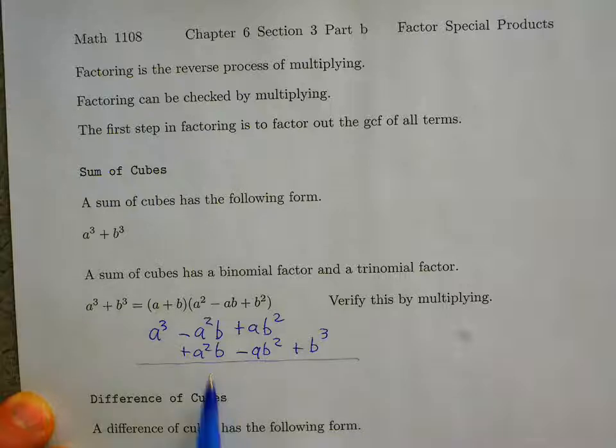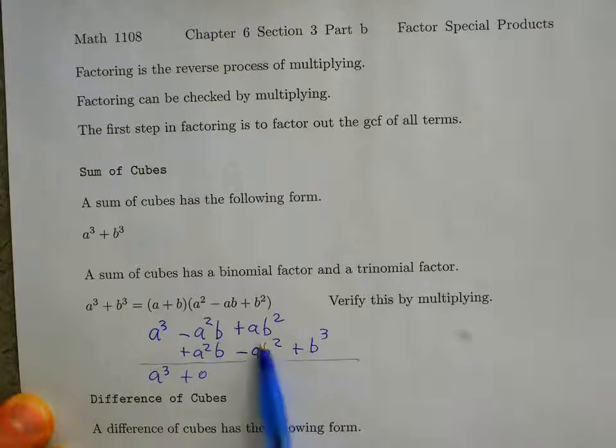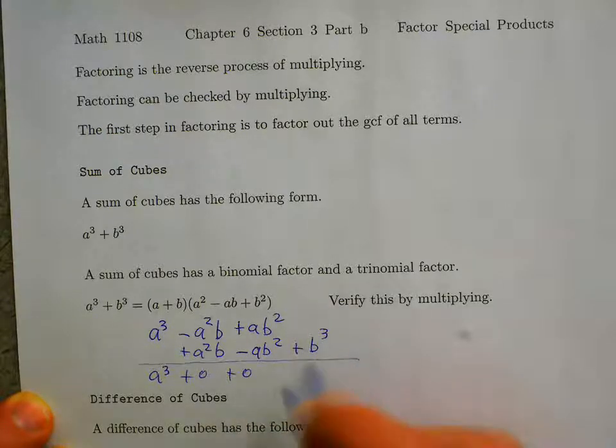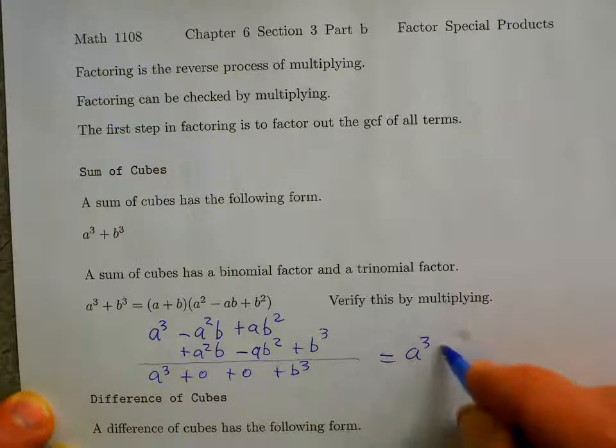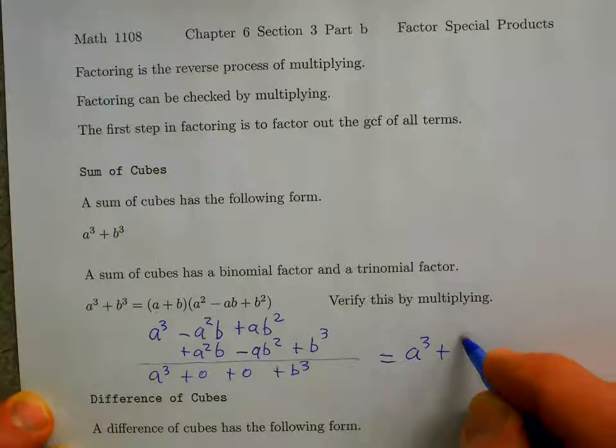And then when you combine like terms, there's one a to the third term. And the terms in this column add up to 0. We have negative a to the second b plus a to the second b. So we just get 0 there. And then in the next column, a times b to the second plus negative a times b to the second also adds up to 0. And then there's one b to the third term. So the product is the sum of cubes, a to the third plus b to the third.